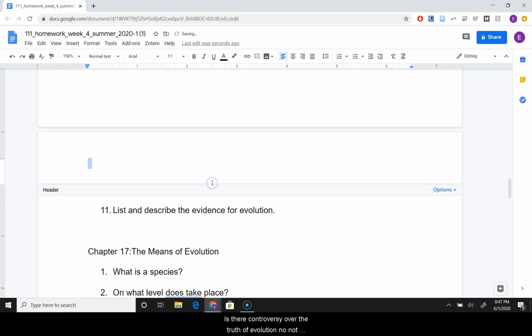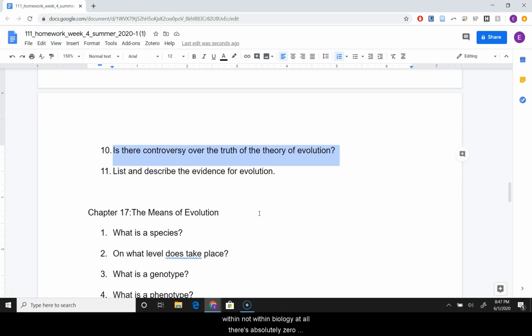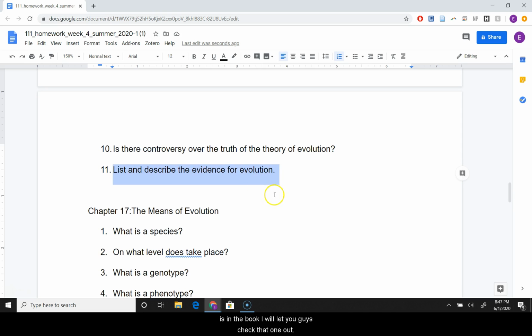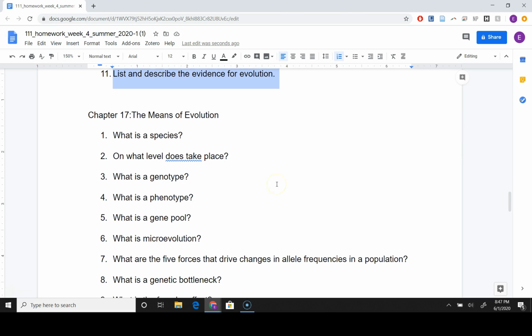Is there controversy over the truth of evolution? No, not within biology at all. There is absolutely zero controversy. Every biologist, I shouldn't say every, because as soon as you speak in absolutes, you're wrong, but 99%. Every biologist I've ever met, and I've met many, are convinced of the fact of evolution. List and describe the evidence for evolution. This is in the book. I will let you guys check that one out. I've got some repeated questions here. That's okay.